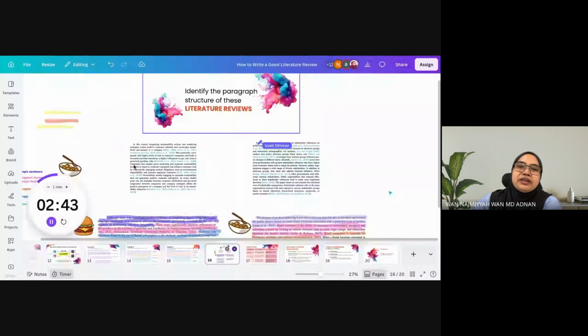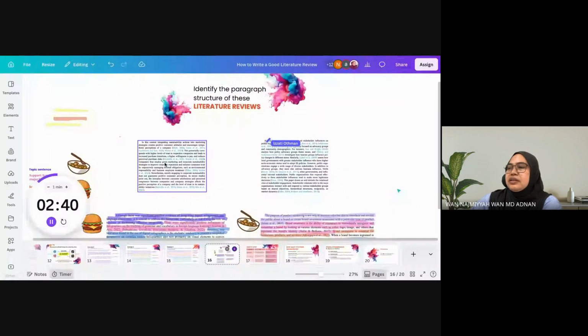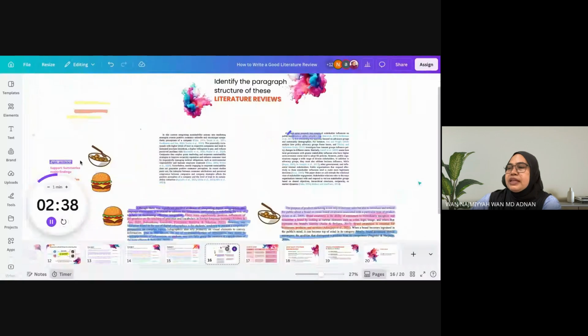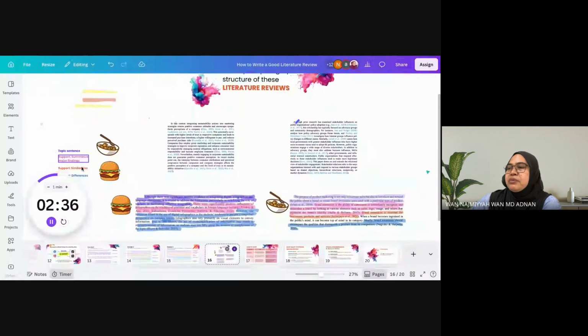The first two paragraphs here. Can you highlight where is the topic sentence? Is there any summaries or major findings? Is there any similarities or differences? Or is there any research gap mentioned? Whether you can identify the research gap mentioned.